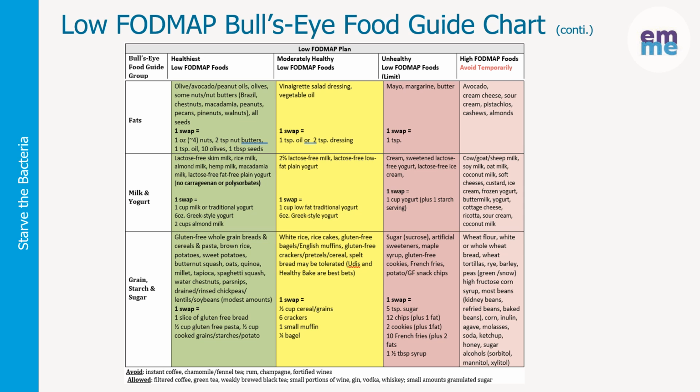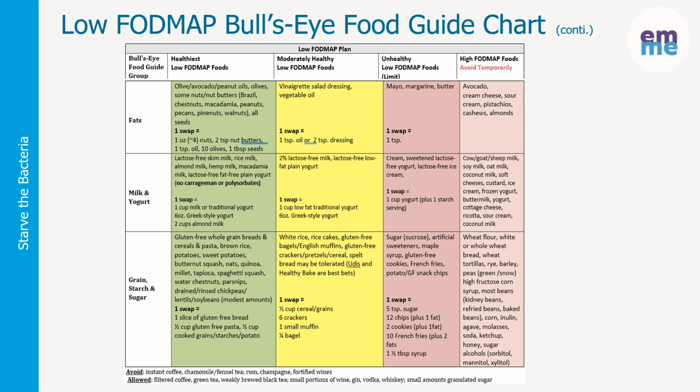Next, we have the milk row. Basically, we need to avoid lactose, so you can have plant-based milk and yogurt products because they don't have lactose, or cow's milk or cow's milk products like yogurt that are lactose-free. And those are actually pretty easy to find.